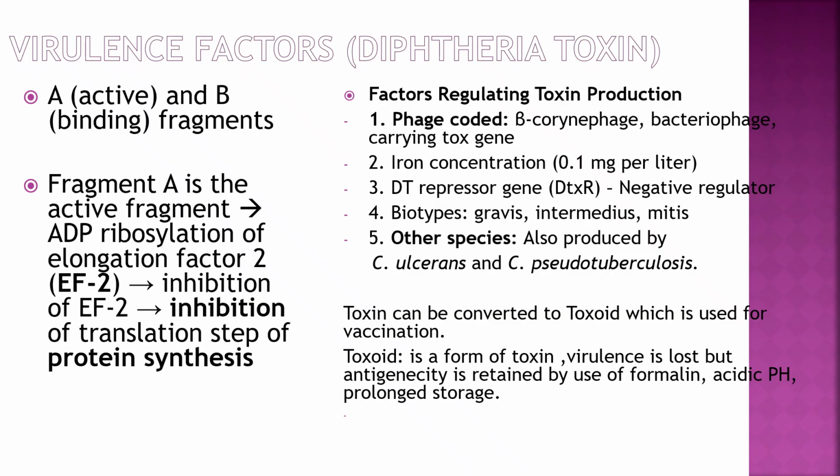Biotypes like Gravis, Intermedius and Mitis all produce this toxin, and other species also produce toxin. They are Corynebacterium ulcerans and Corynebacterium pseudotuberculosis. This toxin can be converted to toxoid, which is used for vaccination. So what is toxoid? Toxoid is a form of toxin in which virulence is lost but antigenicity is retained, and this is made by use of formalin, acidic pH or prolonged storage.